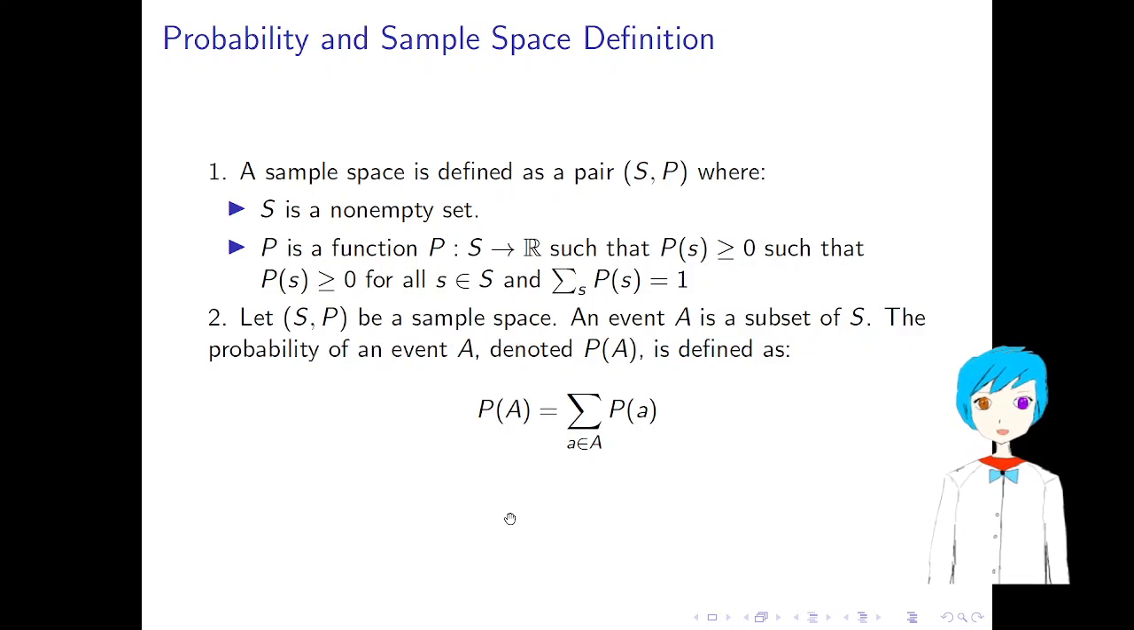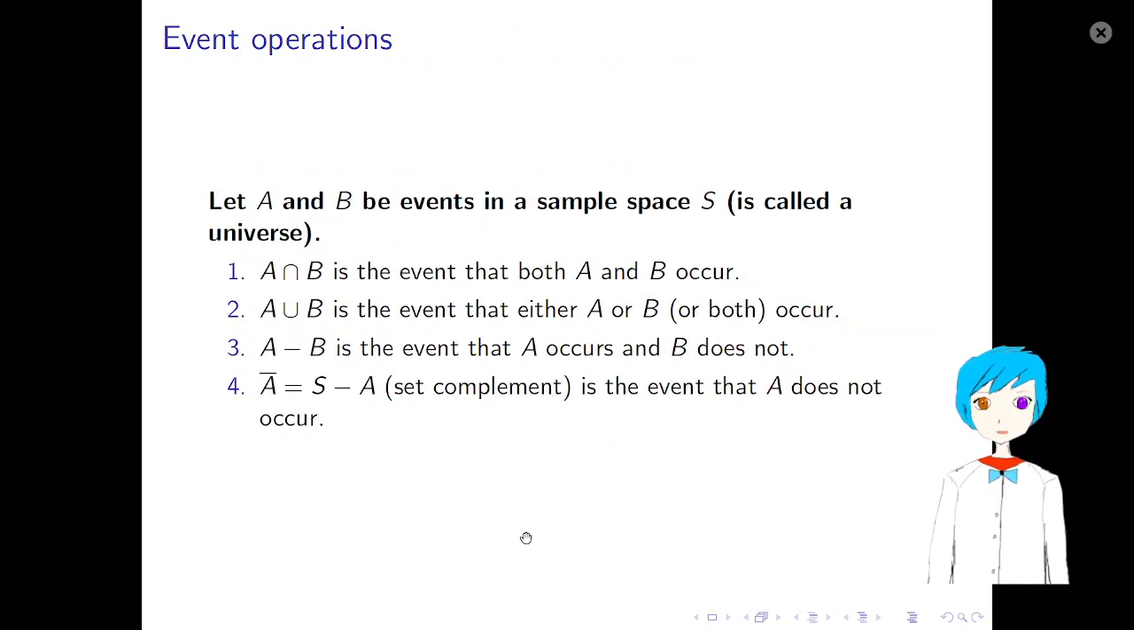Let S and P be a sample space and event A is a subset of S. The probability of an event A, denoted by P(A), is defined as P(A) equals the summation of P(a), where small a is an element in the set capital A.